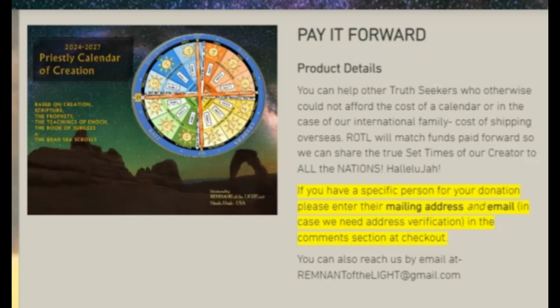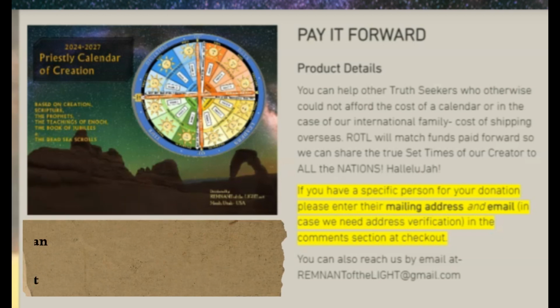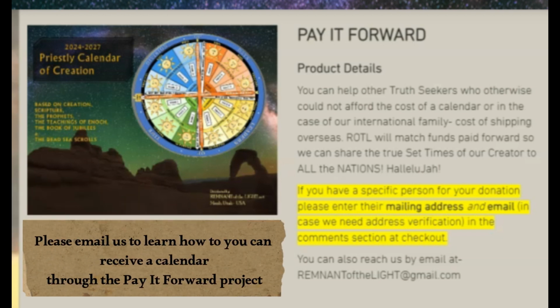So if this is a Pay It Forward to someone that you have in mind, then you just need to let us know their address and their name, and we will ship it out to them. If you want to just add to the Pay It Forward kitty, what we will do with this money is apply it towards calendars for people who can't afford them, and for shipping for our international brothers and sisters.